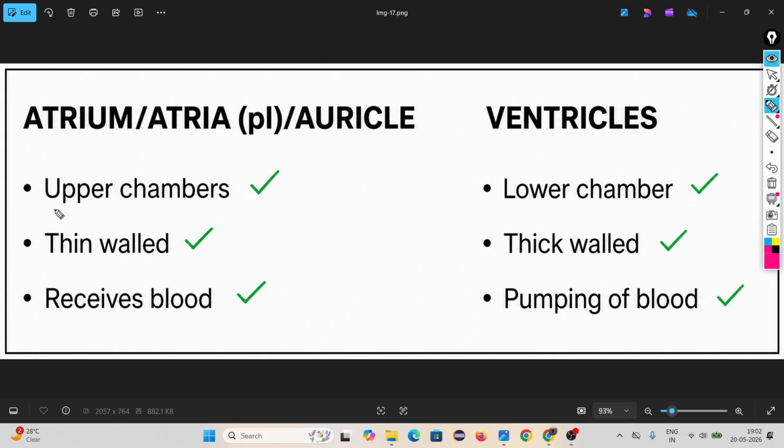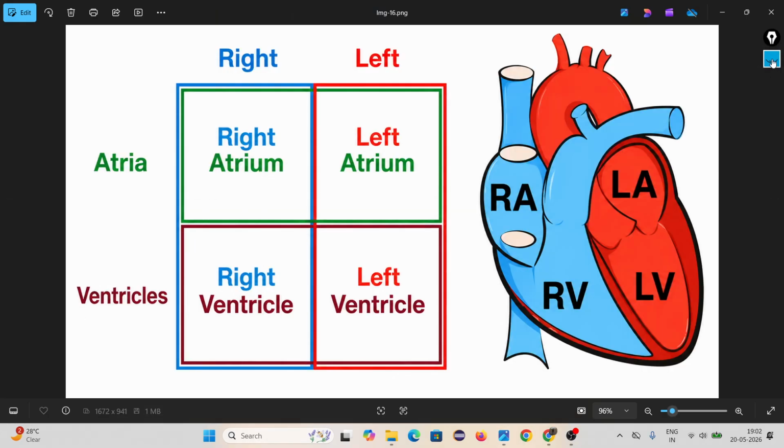Atrium is the upper chamber, ventricle is the lower chamber. Atrium is thin walled, ventricles are thick walled. Why is it thin? It is only collecting the blood. Look, the upper two parts of a heart are only collecting the blood. Its work is only to collect the blood.